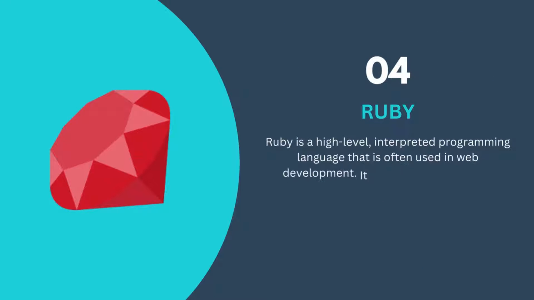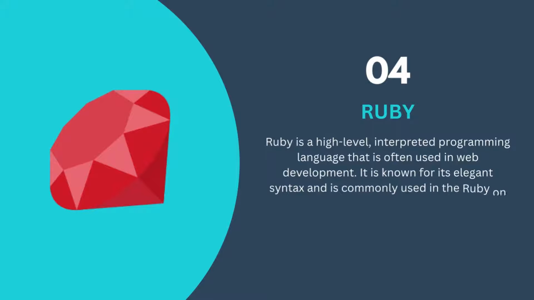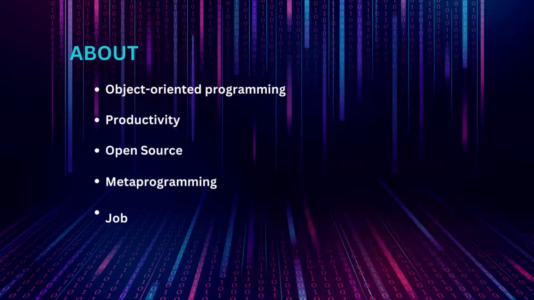Ruby is a high-level, interpreted programming language that is often used in web development. It is known for its elegant syntax and is commonly used in the Ruby on Rails framework. Object-oriented programming. Ruby is an object-oriented programming language, which allows developers to write modular and reusable code. Productivity. Ruby's syntax and built-in features can help developers write code quickly and efficiently, which can increase productivity.